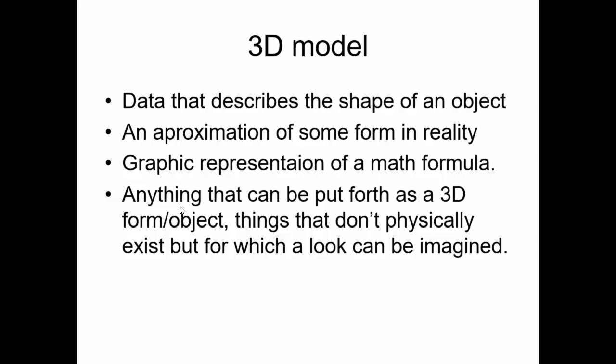But at the same time, we need its whole local geometry to be unchanged throughout all of our transformations. So we can imagine it being any of these things, describing the outline or the surface shape of a three-dimensional object. A model can be a mathematical representation of, or a graphical representation of some mathematical concept or mathematical form, or anything that we can put forth as a 3D form.